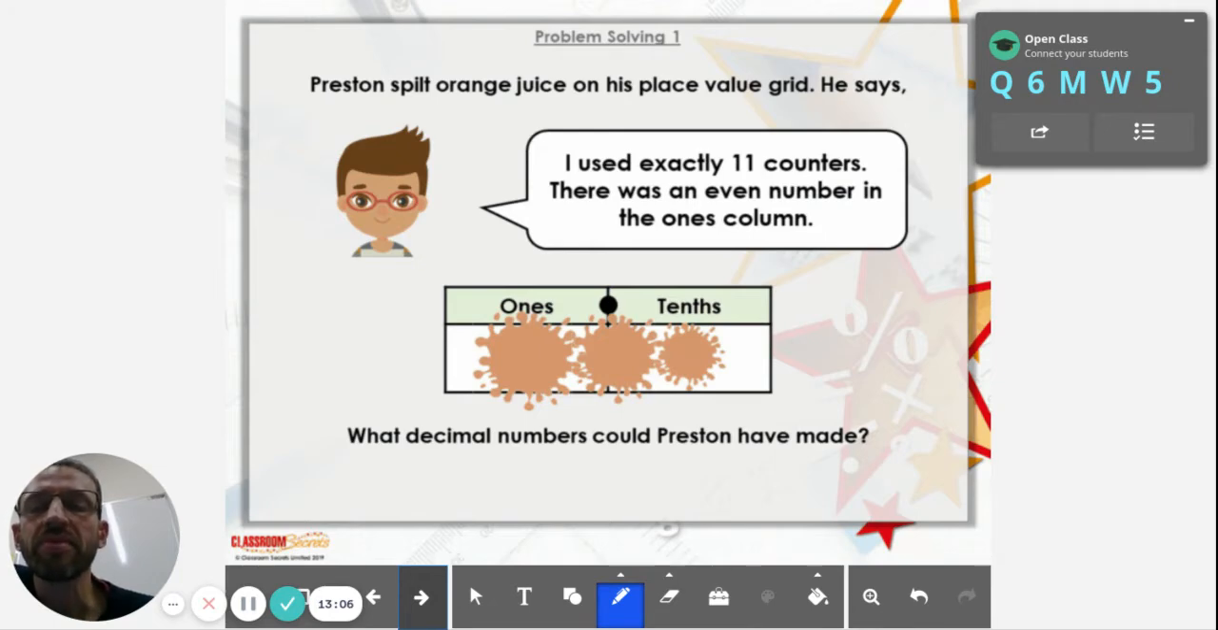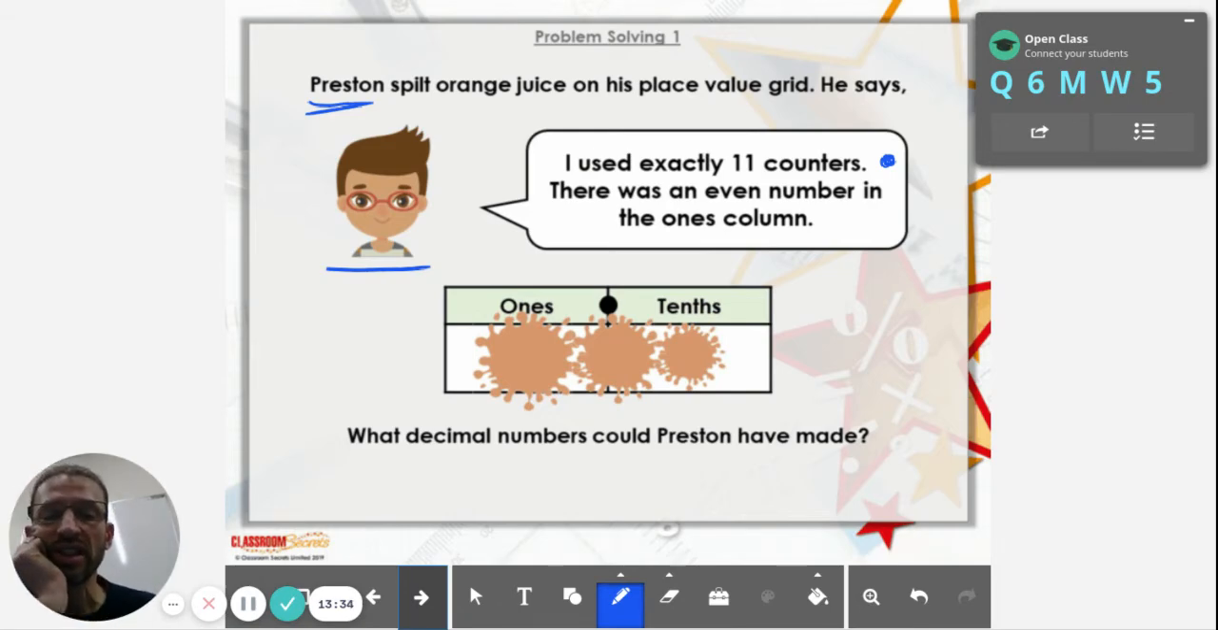Okay, now we're into the storytelling side. Imagine it's maybe you, not Preston, or a friend. But there's a chap here. This one is called Preston, but it could be somebody you know. He spilled orange juice on his place value grid. And he says, I used exactly 11 counters. So he's got 11 counters placed on his place value grid. There was an even number in the ones column. What decimal numbers could Preston have made?